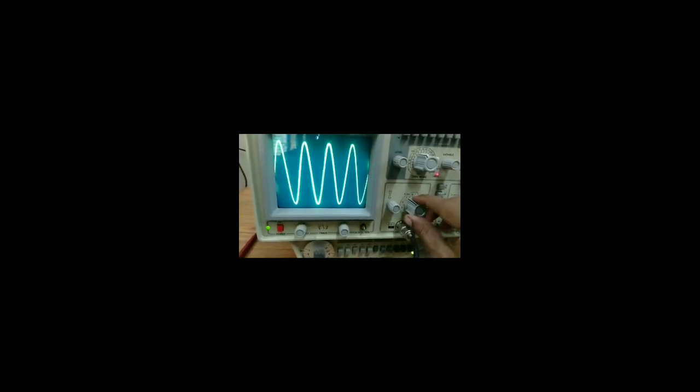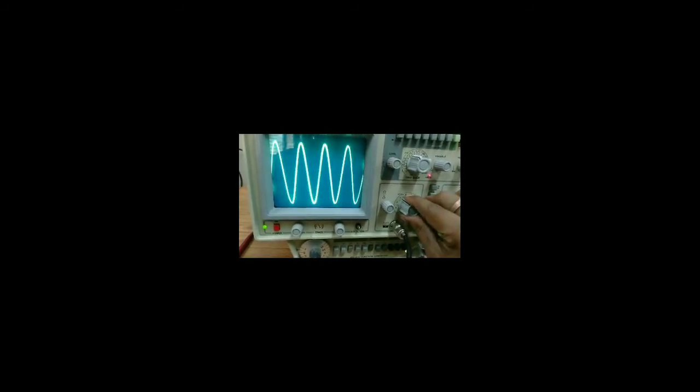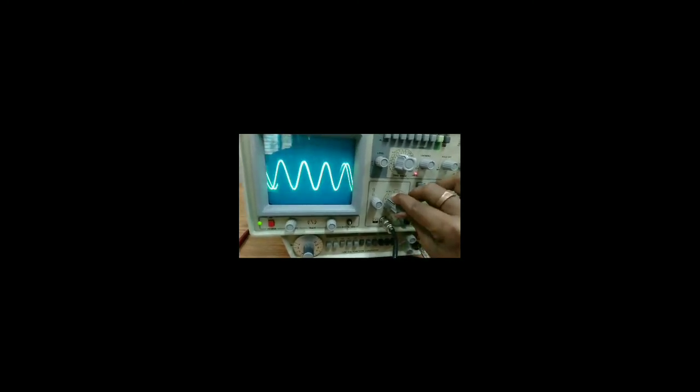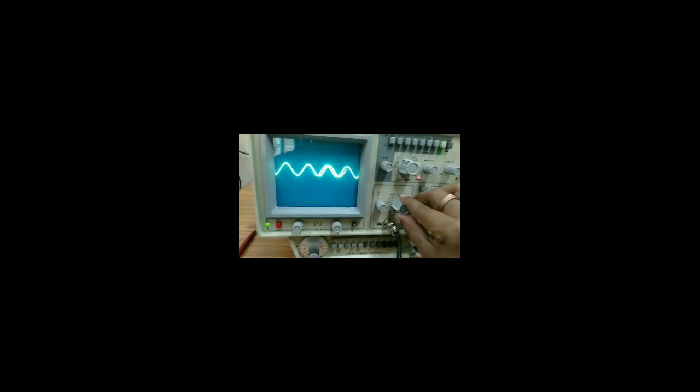This is your volts per division knob. By varying this volts per division, see here, the voltage level increases, the voltage level decreases. We can increase or decrease the voltage level by varying this volts per division knob. You can see here. So this is all about the front panel operation according to your study concern.